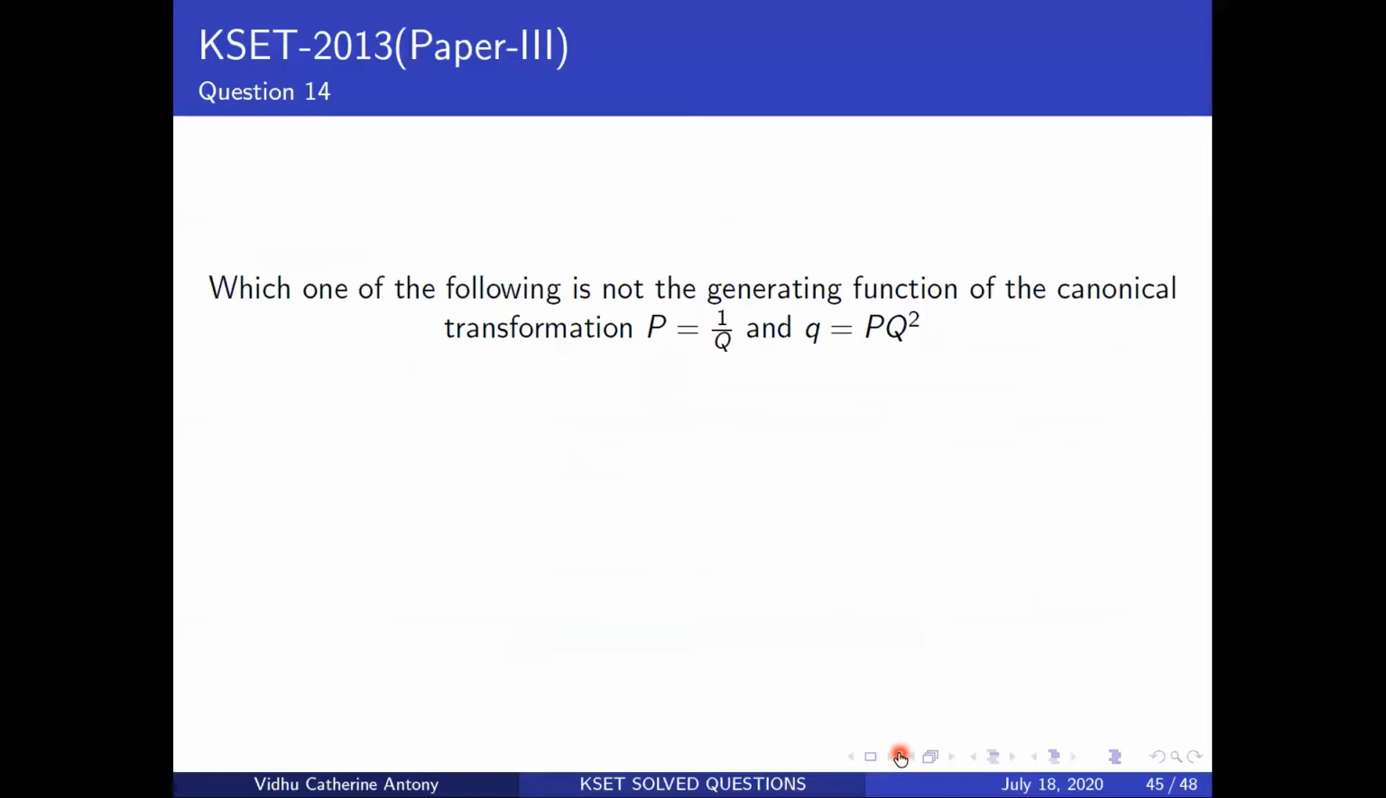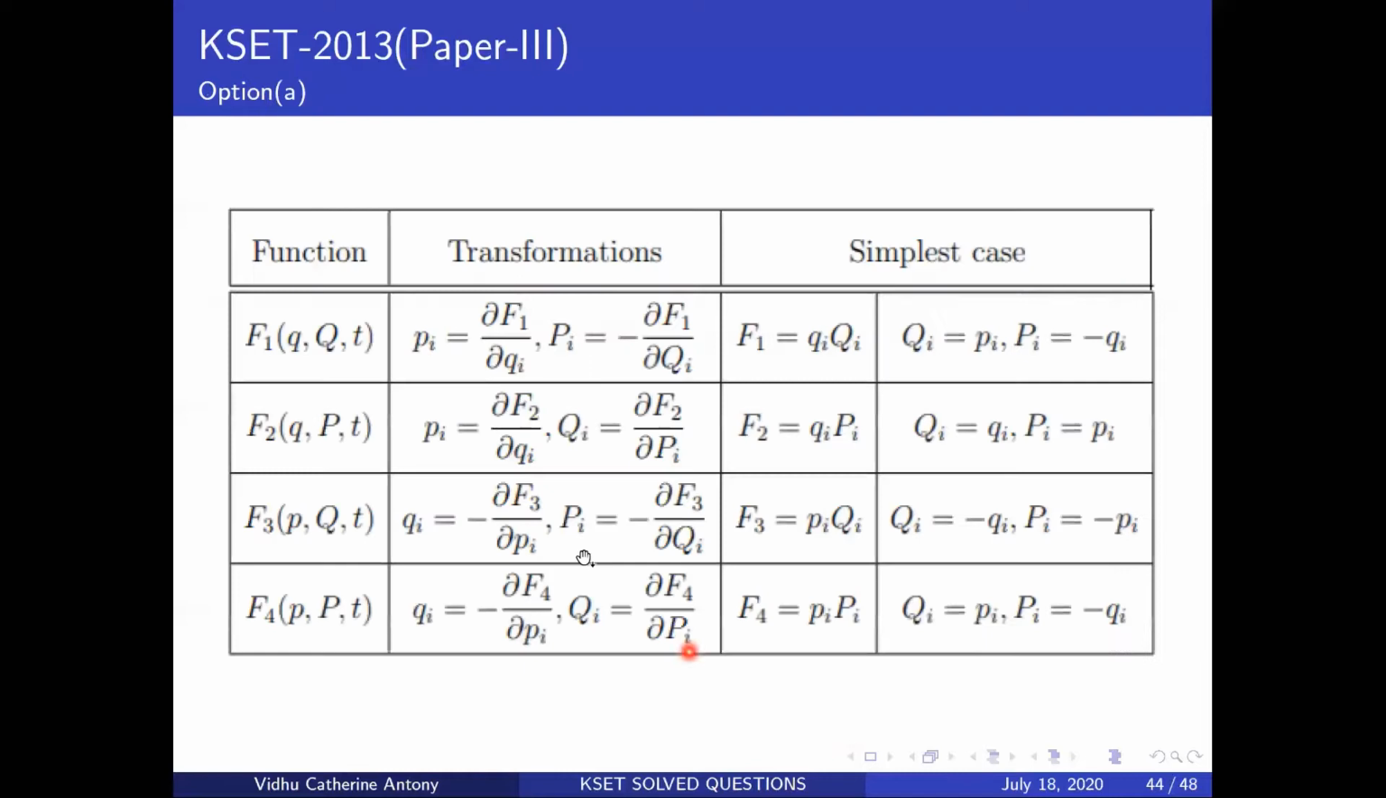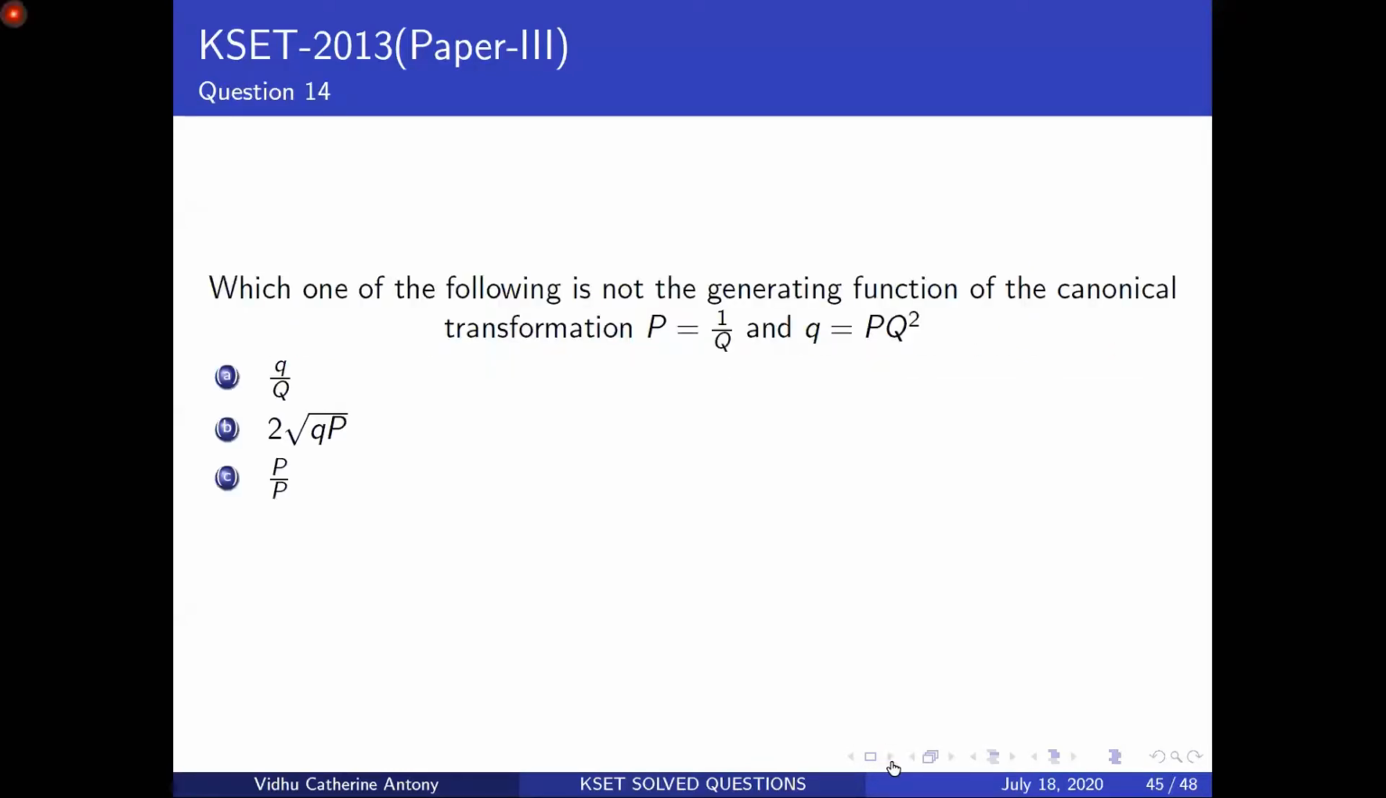Okay, so now let's go on to the 14th question. Which one of the following is not the generating function of the canonical transformation P is equal to 1 by Q and Q is equal to PQ squared? Okay, so now we looked at this, right? What I will tell you to do is work from the answers backwards. This is a question that is wrong because they've given "not", and not just that, they've messed up this symbol.